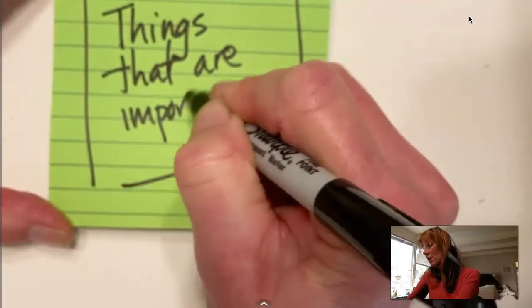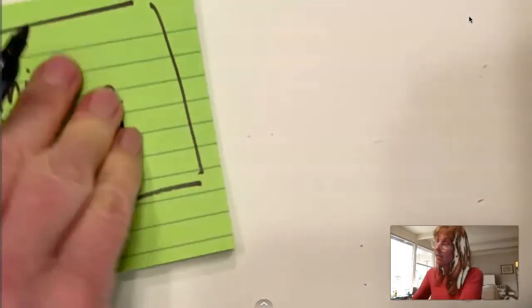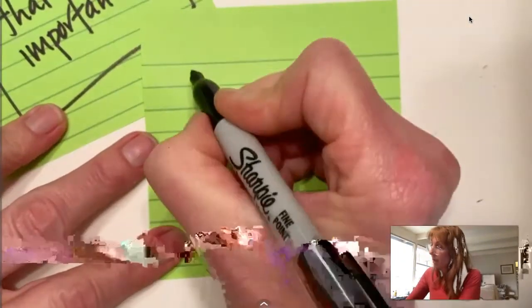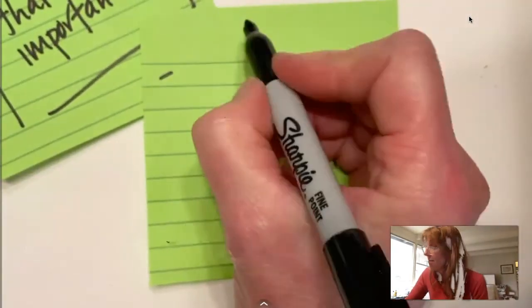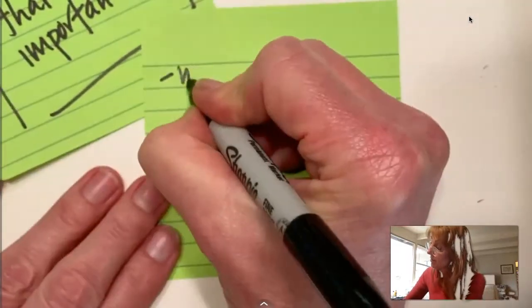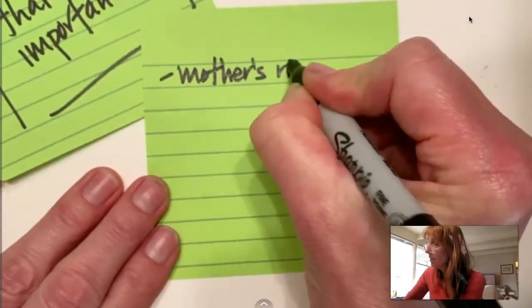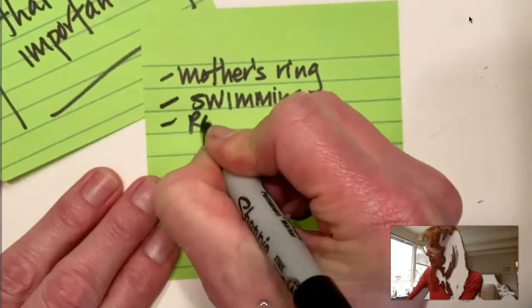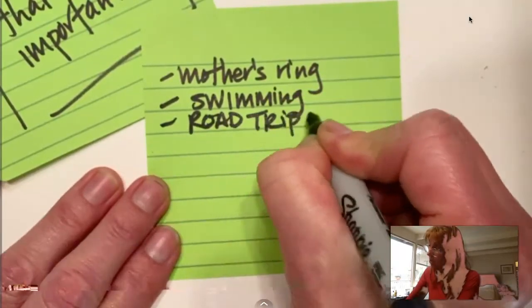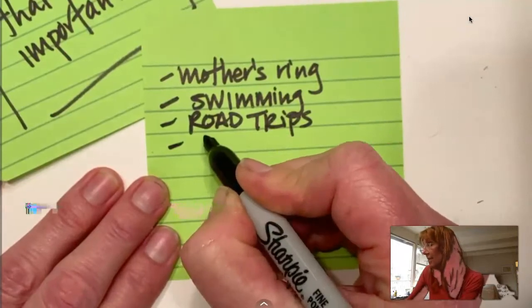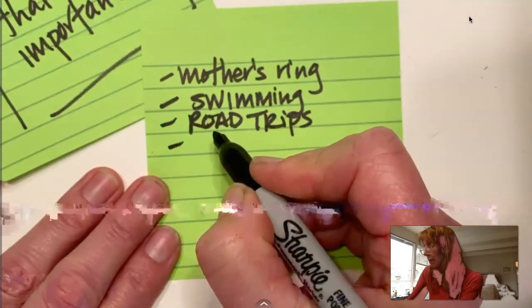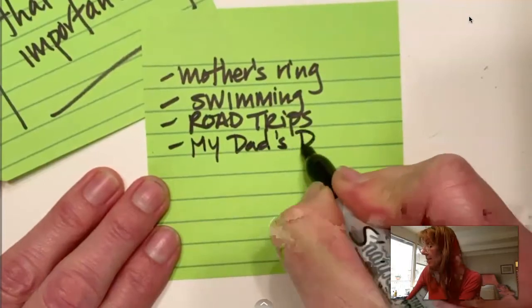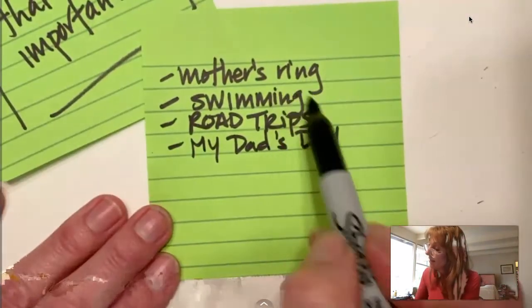So it could be one object. It could be a kind of object. So for me, it could be a specific book or an object like my mother's ring. So I might put my mother's ring. But it could also be something like swimming or road trips. Or I'd have to really think hard about a favorite book. I'm coming back to that. It could be my dad's hat.